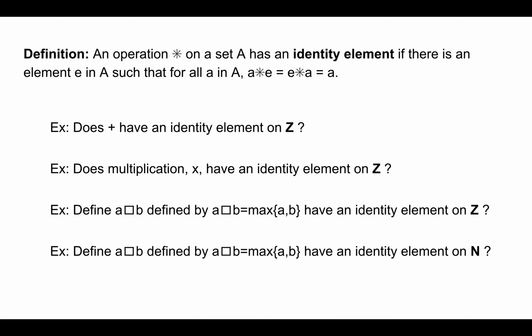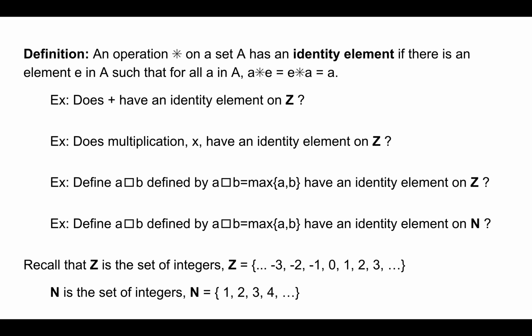And finally, same operation, a square b is the maximum of the two elements a and b. Does that have an identity element if we're operating on the set of natural numbers N? Just as a reminder, Z, the set of integers, is the set of all positive and negative whole numbers as well as 0, whereas N, the set of natural numbers, is the set of positive integers, the counting numbers 1, 2, 3, 4, etc. So pause a minute. If you don't have paper out, I'd highly recommend grabbing some paper and thinking about each of these briefly.